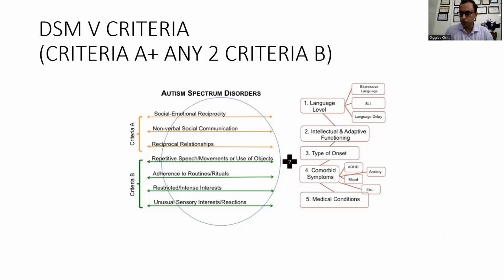There are two most important criteria, criteria A and criteria B. Criteria A means social emotional reciprocity. In a simple way, the child is not able to express and understand his emotions and the emotions of others. And that we typically know and we have seen in our kids. So forget about these medical terms. We are not here to write an exam. We are here to understand the concept.